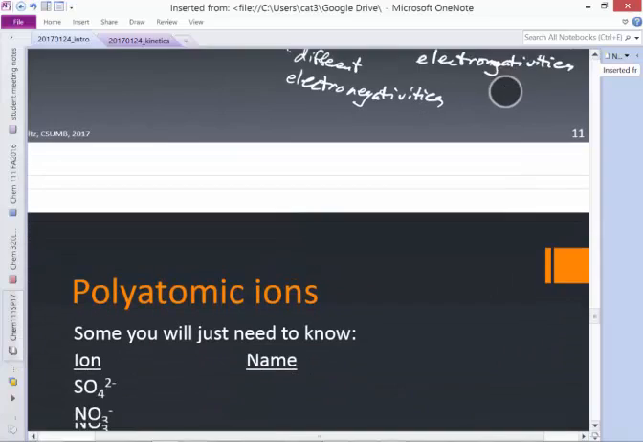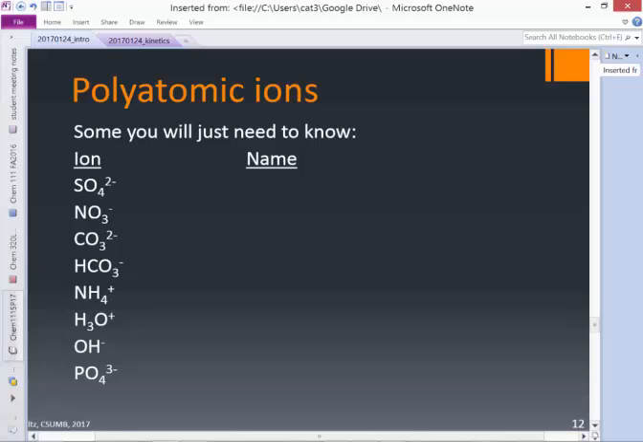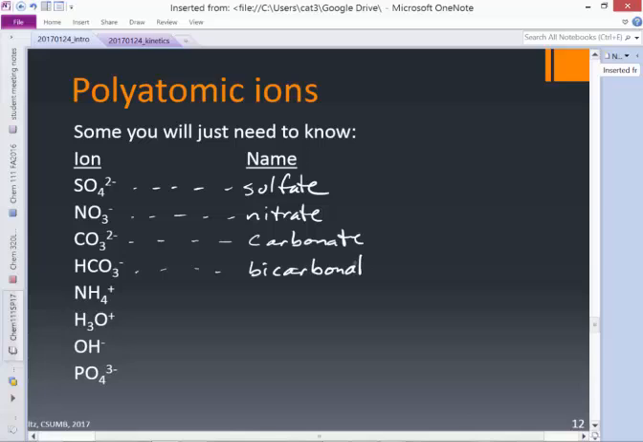Some polyatomic ions, you just gotta know. Name these. Good. Actually, let's just do them together. Nitrate. Carbonate, good. You know that one? Yeah, good. Bicarbonate. Why does that get the prefix bi if it's half? I don't know. Yeah, ammonium. Excellent. The next one.